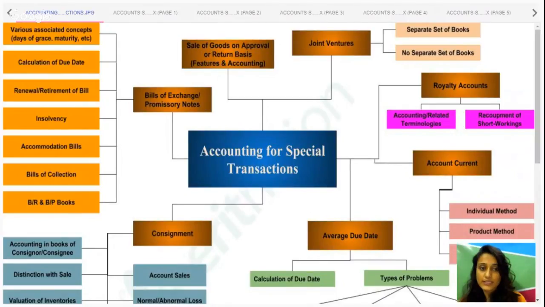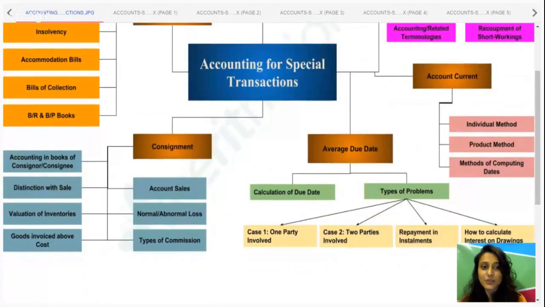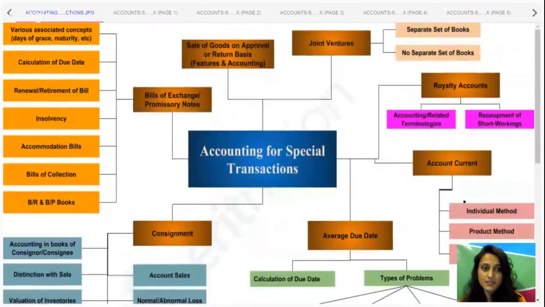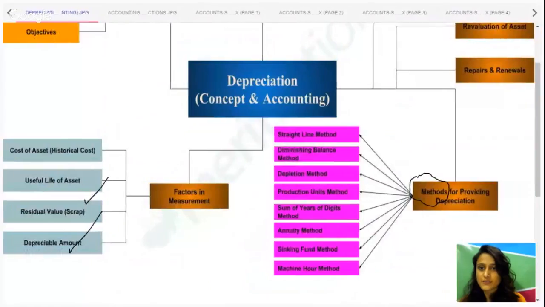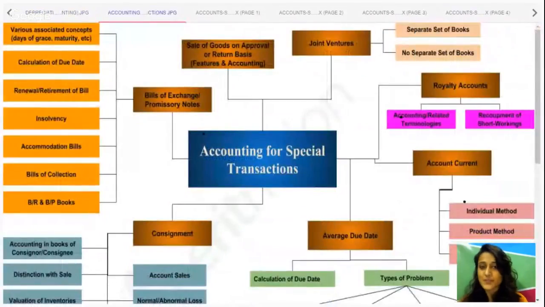So this is a pretty colorful mind map that we have for you. Please download the mind map. And I don't know what happened to the screen. Just give me a second. My screen has turned blue all of a sudden. Just give me a second. Okay, it's back to normal.